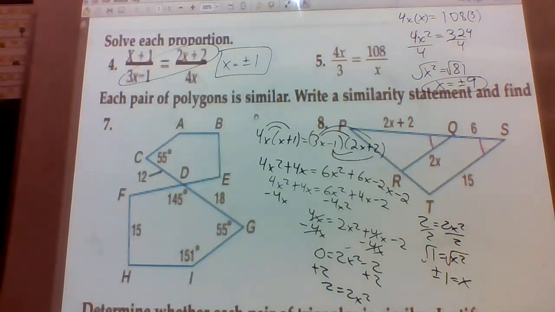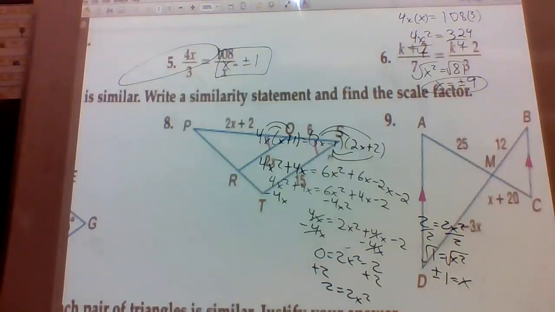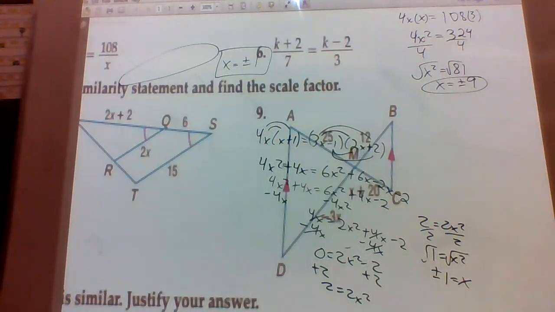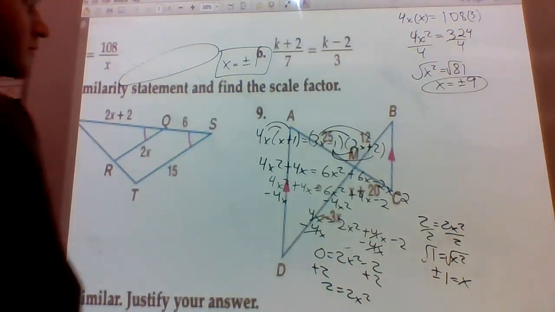Okay. Number 6. A little bit more room to write on this one.